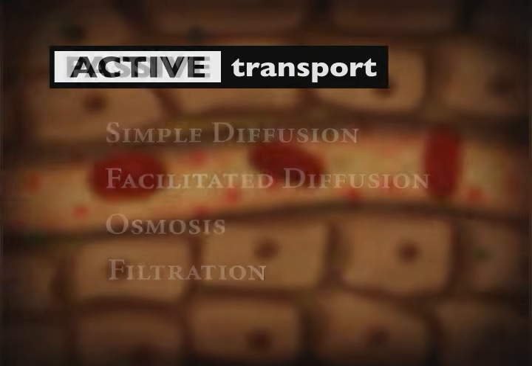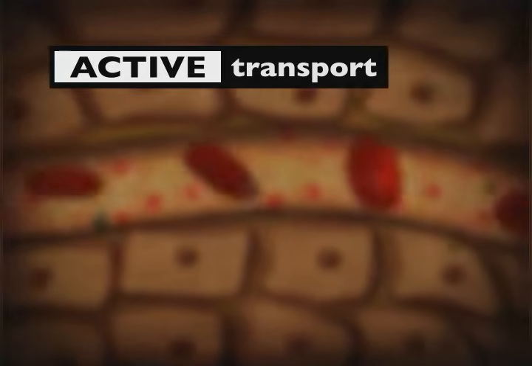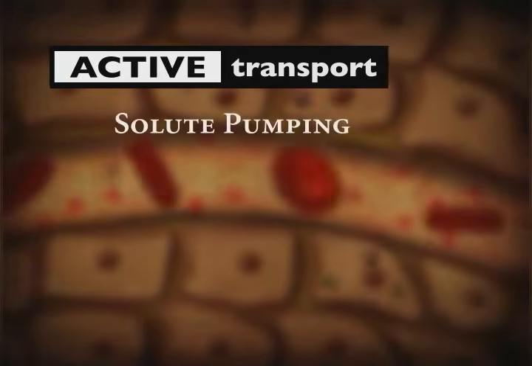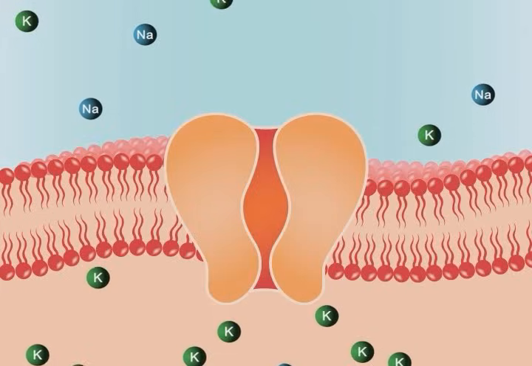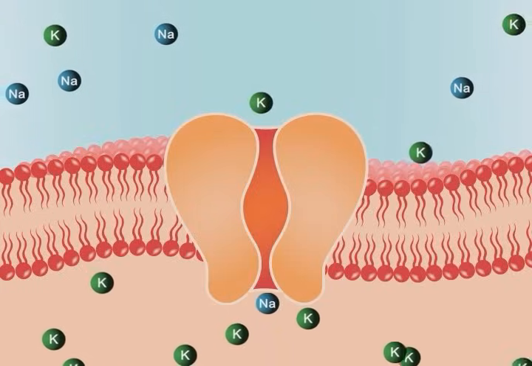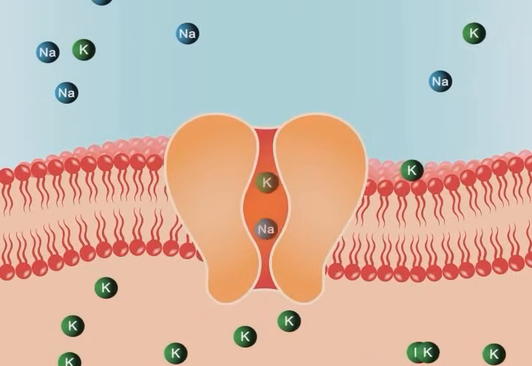There are also active transport processes that require the cell to expend energy. The first is solute pumping. Solute pumping involves moving substances against concentration gradients using carrier proteins called pumps. This allows cells to keep their higher concentrations of different solutes inside their cell membranes than exist outside of the cell. Let's consider the sodium-potassium pump found in nerve and muscle cells.